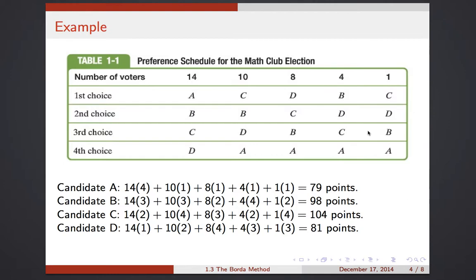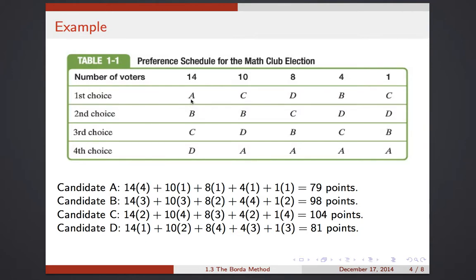So let's contrast this with what happened last time. When we were doing the plurality method, candidate A had 14 first place votes, and that was more than any other candidate. So according to the plurality method, candidate A won. But now according to the Borda method, candidate A not only doesn't win, he comes in last. According to Borda, candidate C wins with 104 points. So you can already maybe see some of the advantages of this system.